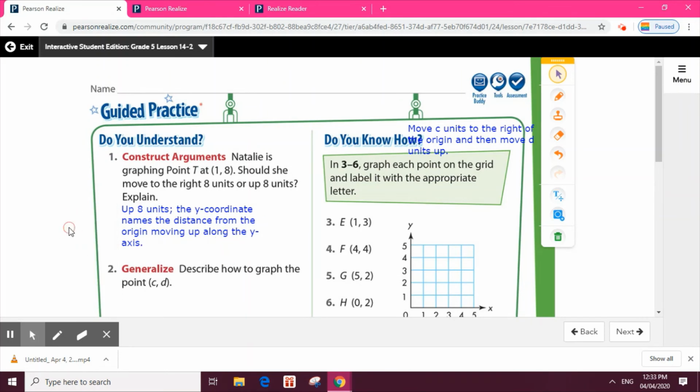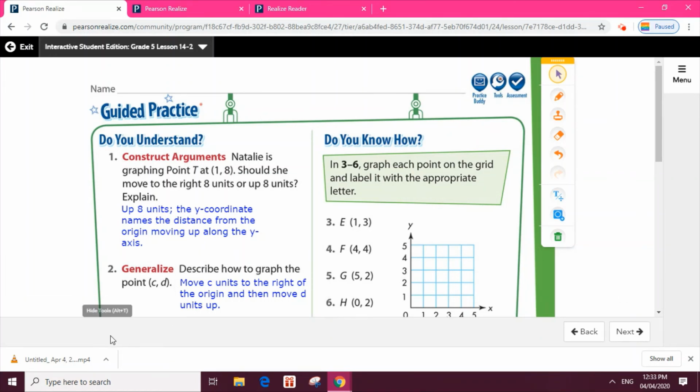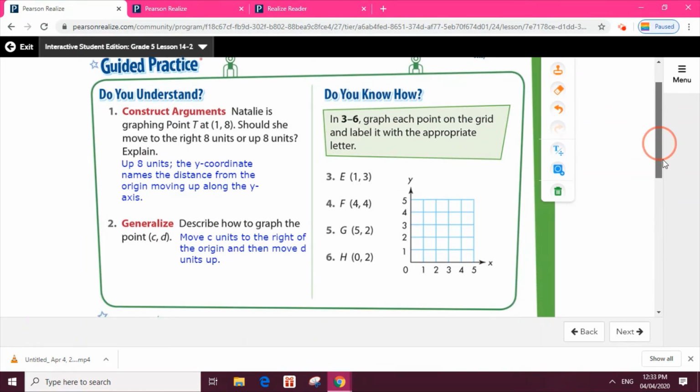Next, number 2. Describe how to graph the point C, D. Again, C is x coordinate, and D is y coordinate. So our answer is move C units to the right of the origin and then move D units up. Very good. Next, from numbers 3 to 6. Graph each point on the grid and label it with the appropriate letter.